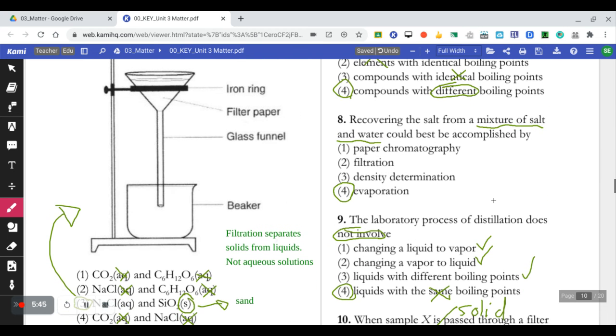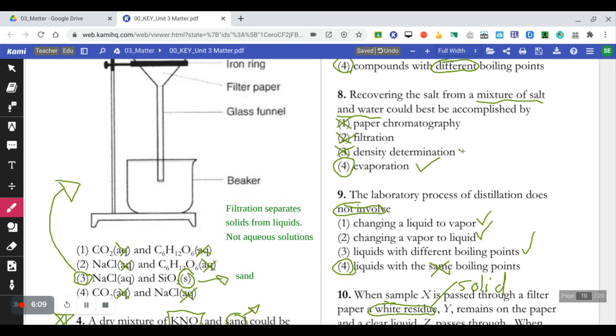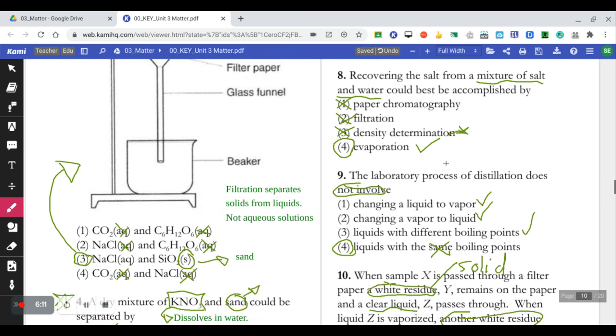8. Recovering the salt from a mixture of salt and water could best be accomplished by. If I have my salt and water mixed, we talked about how evaporation would be the best way, because I can get rid of that water and leave my salt behind. Paper chromatography is for homogeneous mixtures, filtration is for heterogeneous, and density determination has nothing to do with salt water, or it's not a separation technique.